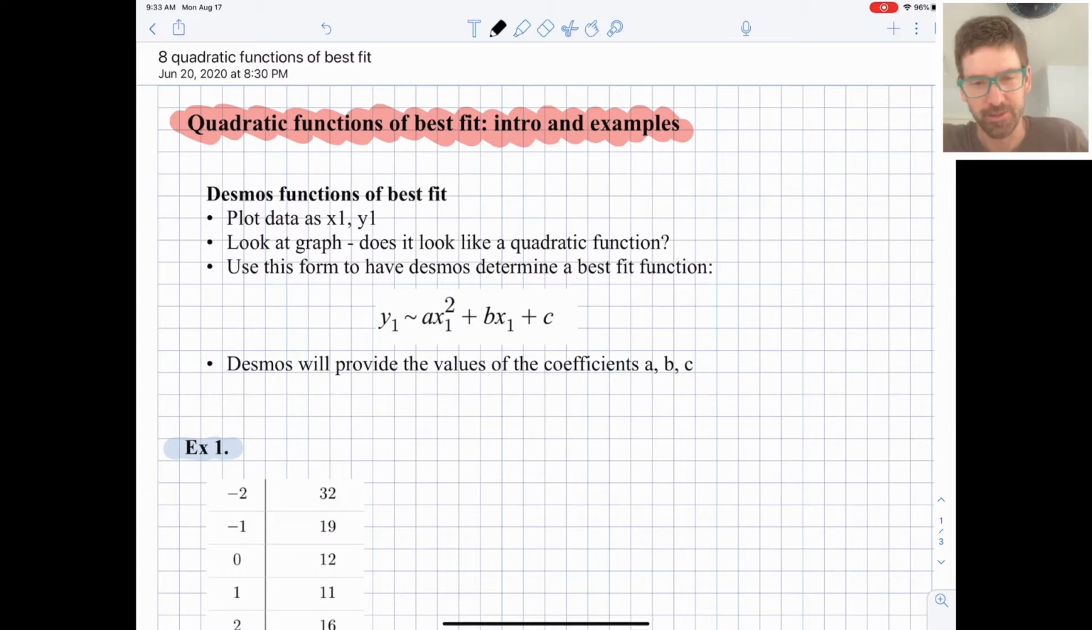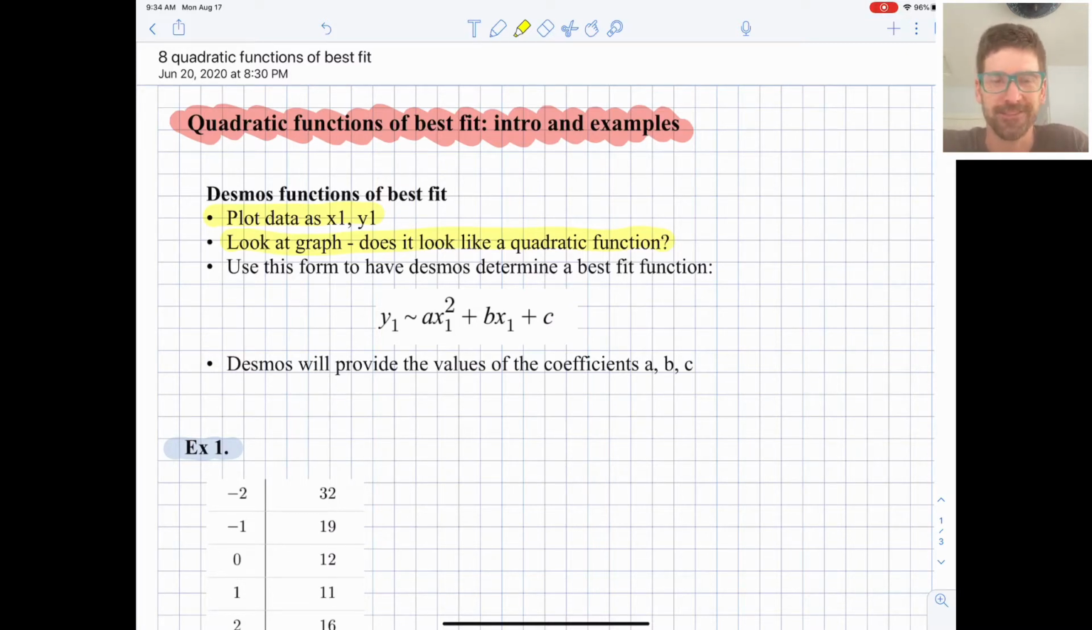So a couple pieces to know is when you go to Desmos and you're trying to find a function of best fit for some data that you already have, you're going to want to plot your data in a table. So you'll add a table and you'll plot your data as x1, y1, or x2, y2, etc., x3, y3. Most important is you look at your graph. Does it look like a quadratic function? Do the points look like they're following a parabolic pattern? Okay. If they're not, don't choose a quadratic function of best fit.